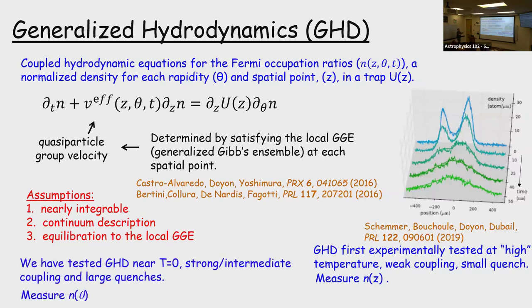So we set out to test this in the other limits, where it's closer to zero temperature, strong and intermediate coupling, and with as large a quench as we can do. And then what we're doing when we're measuring time is measuring the rapidity distribution, how that evolves. And here I note there are other experiments that are ongoing, have been done here in Ben's group, Indiana, in Georgia, our group, and then Oscar's group, all looking at things with extra inputs.